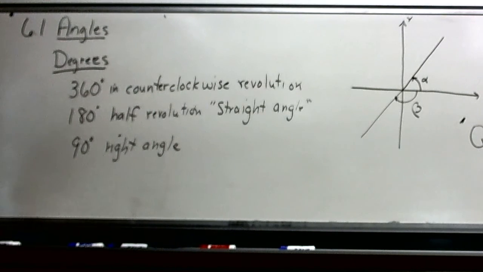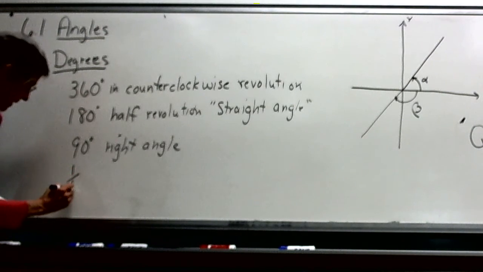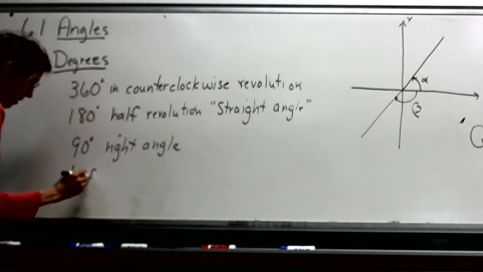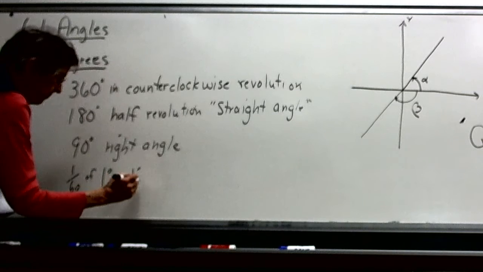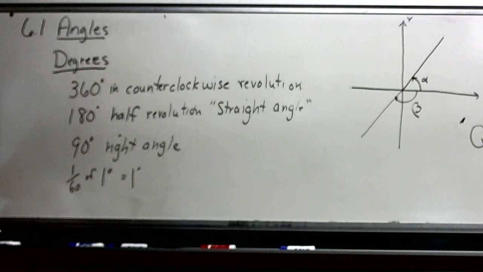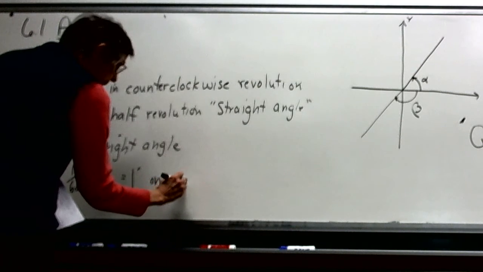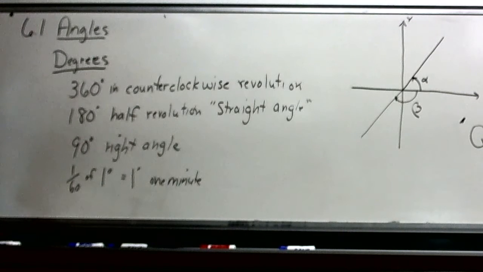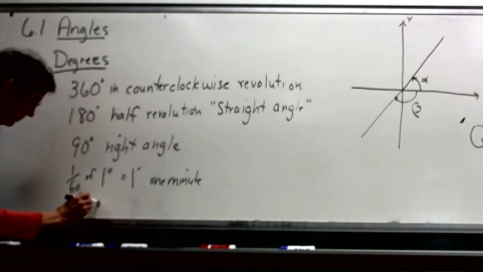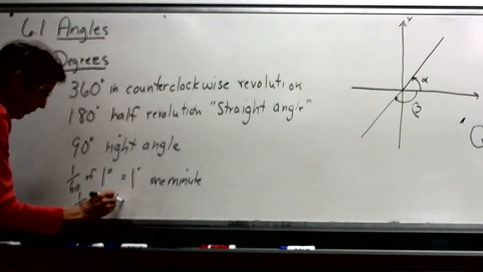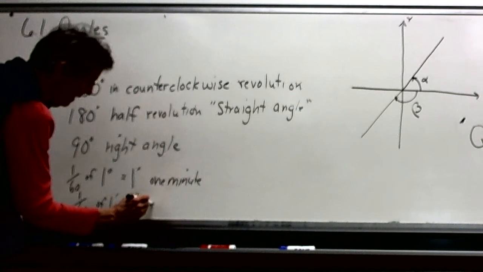And we can break degrees down into smaller units called minutes. So 1/60th of 1 degree is equal to 1 minute. And we use a little hash mark there for 1 minute. And 1/60th of 1 minute we define as 1 second. So we have two little hash marks there. That's 1 second.